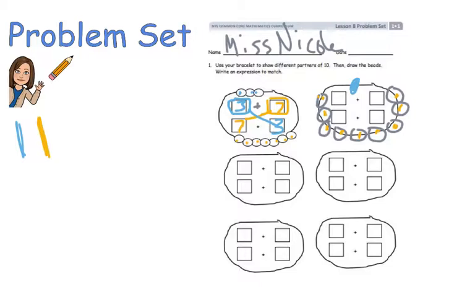Okay, so now we're going to fill in our expressions. Our blue bead is going to go first. And how many blue beads do we have? 1. And then our yellow beads, how many yellow did we make? 9. So 1 and 9 make 10. Very good. Now we're going to switch them. We're going to write the reversal. So we're going to have our 9 first, and then our 1.